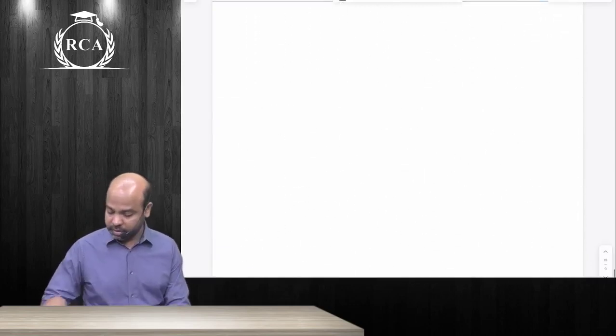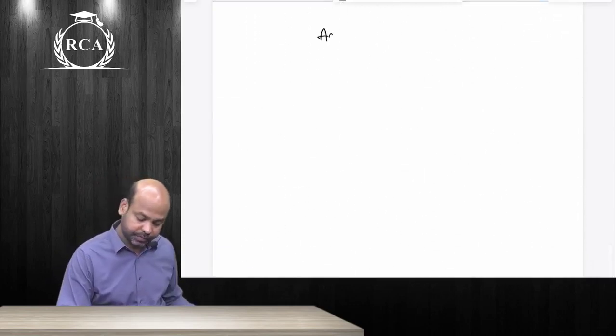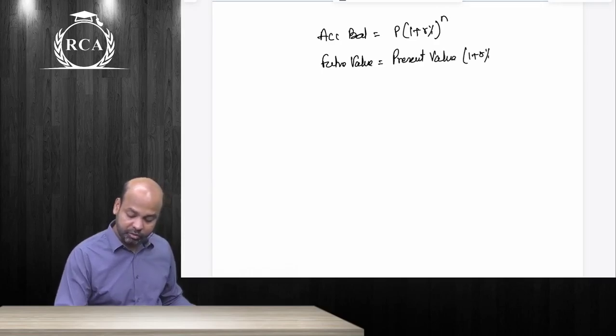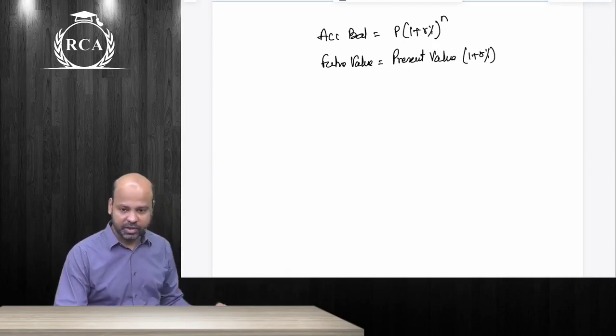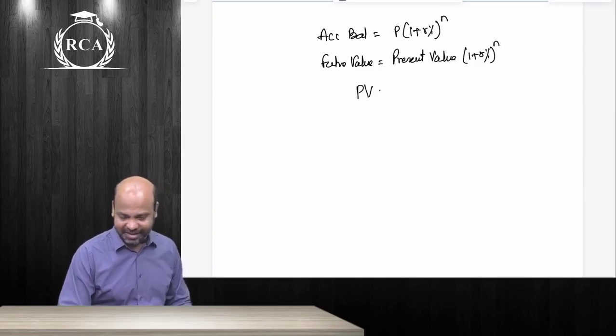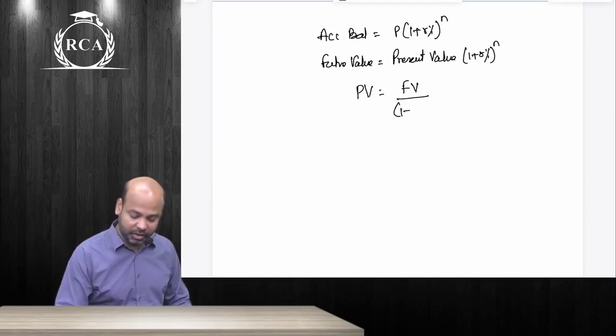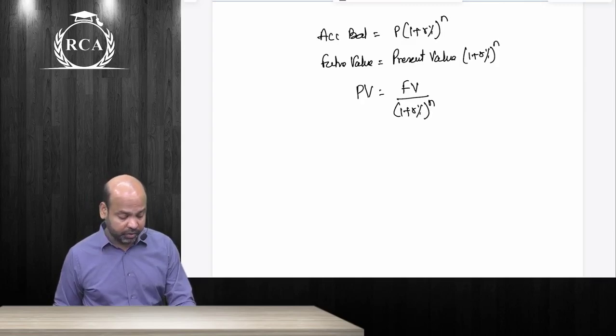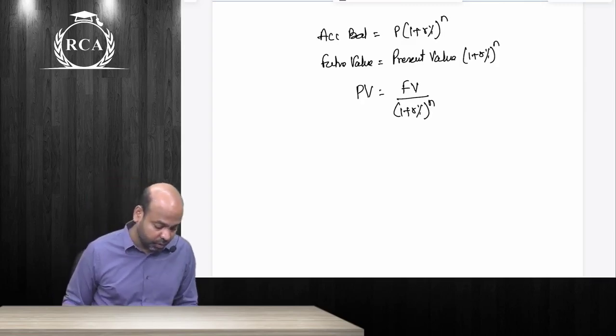Below that, write like this: accumulated balance equals P into (1 plus R percentage) whole power n. We can write this as future value. You should take time value of money seriously, because they increase the weightage of time value of money in foundation. It comes to 12 marks, 14 marks only because of this. PV is equal to future value divided by (1 plus R) whole power n. Present value is equal to future value divided by (1 plus R) whole power n.